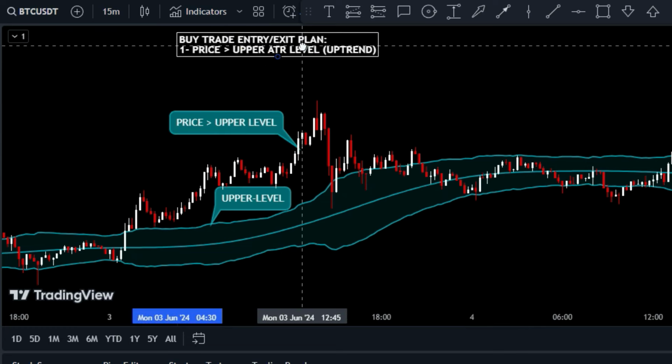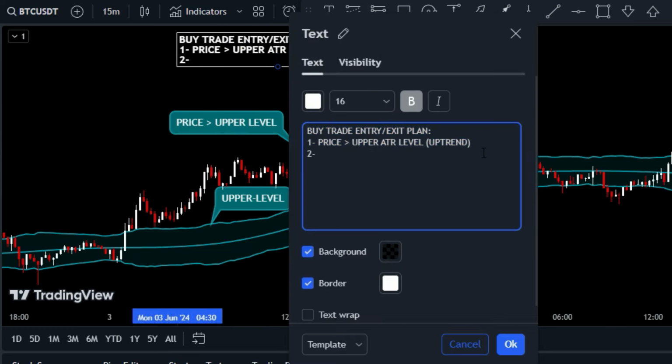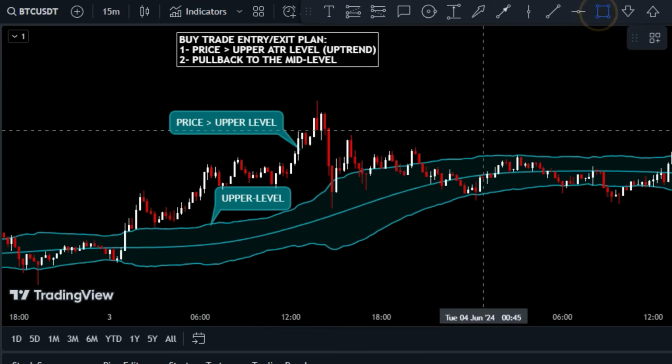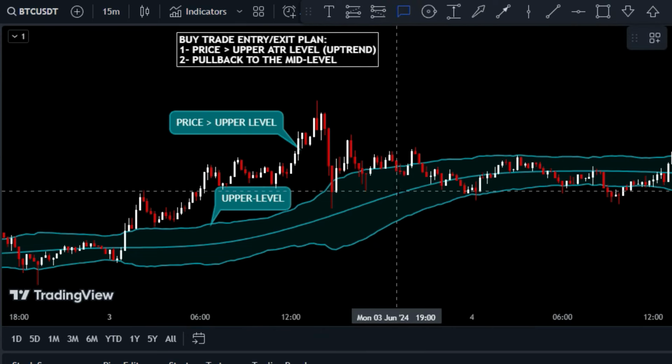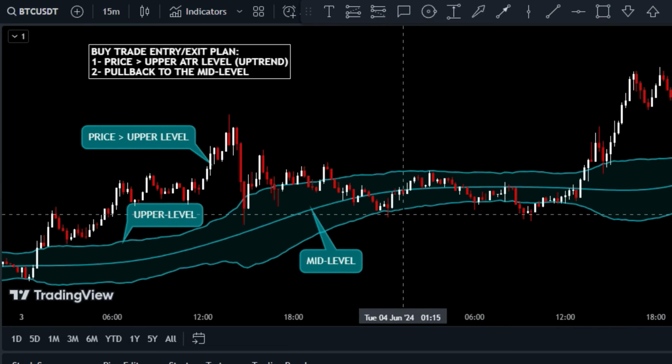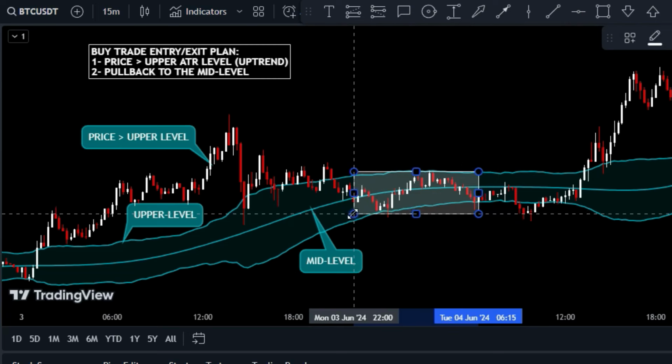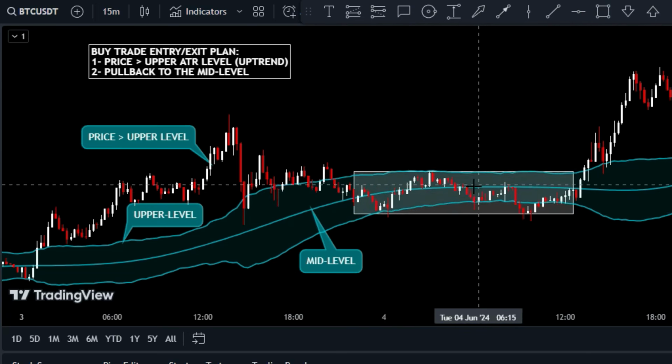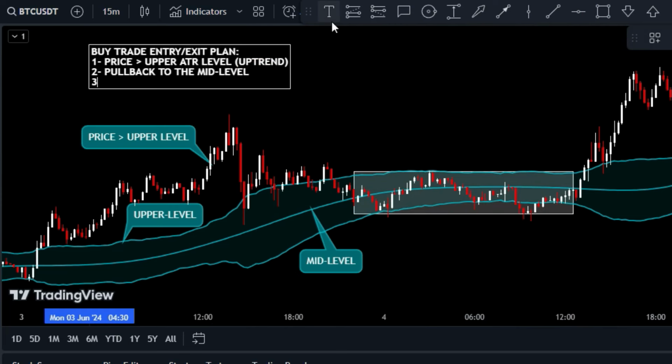Now be patient and wait for the price to pull back to the middle level. This is like a rubber band being stretched. We want to catch it right as it starts to bounce back up. Once the price breaks out above the upper level, it's go time. This is a strong signal that the market is ready to move in our favor.